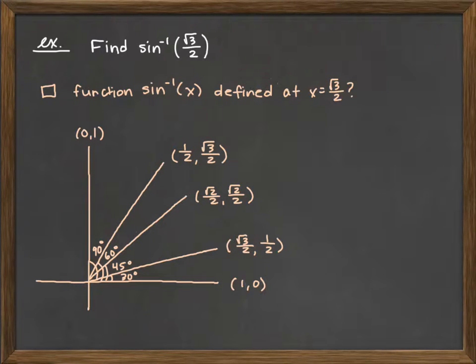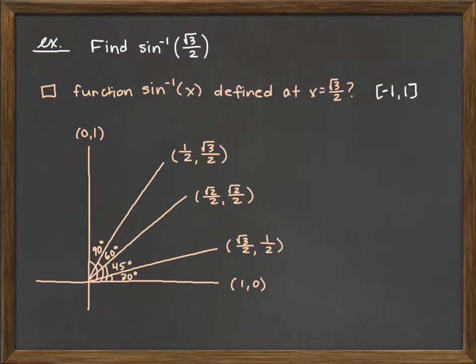So the first thing we need to do is to determine if the sine inverse function is even defined at this particular x value. So what that amounts to is determining if the square root of 3 over 2 is inside of the domain, which is -1 to 1 inclusive.